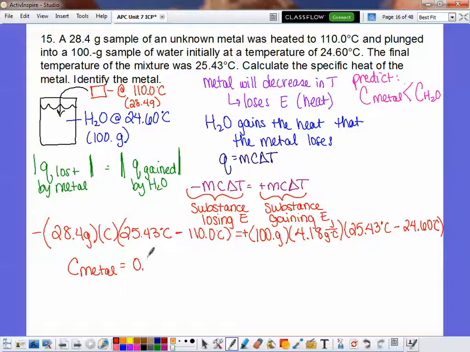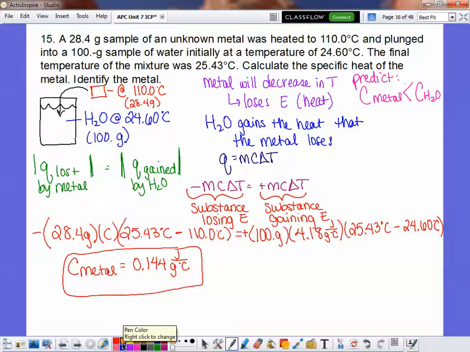0.1 what? 0.144? What are the units? Yep, joules per gram degree Celsius. And is that less than 4.18 like we predicted? Yes, it is. Now, this problem also asks us to identify the metal.